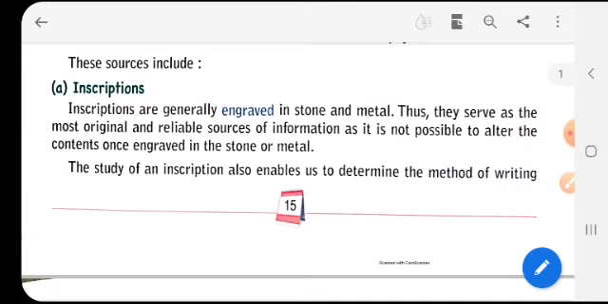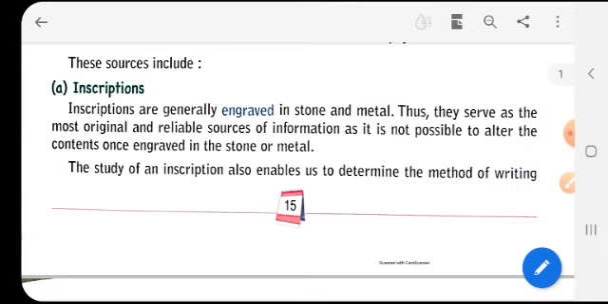These sources include, now in the archaeological sources, some of the things, that is the inscriptions. Inscriptions are generally engraved in stone and metal. In the previous years, people used their own words or letters to tell about their places, how they looked, what kind of people were living there, and what things they used. So they inscribed or engraved it in stones and metals.